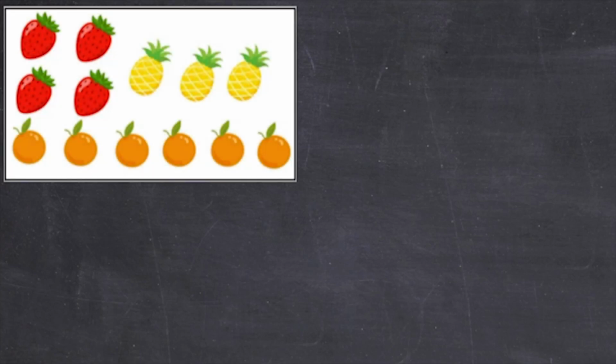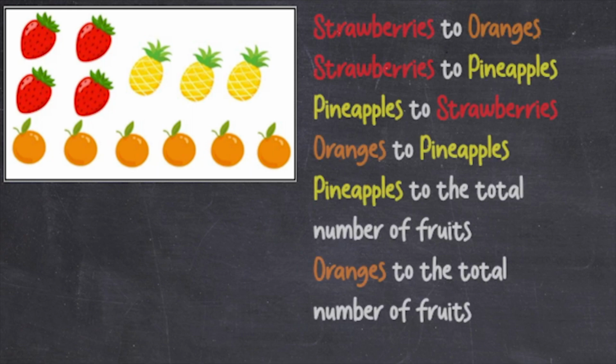Like a lot of math topics, we use ratios in our daily lives, sometimes without even realizing it. Let's look at a couple of examples. Kim is at the grocery store and wants to buy some fruit. This is what she ends up buying. How would she calculate the following ratios? Strawberries to oranges, strawberries to pineapples, pineapples to strawberries, oranges to pineapples, pineapples to the total number of fruits, oranges to the total number of fruits.